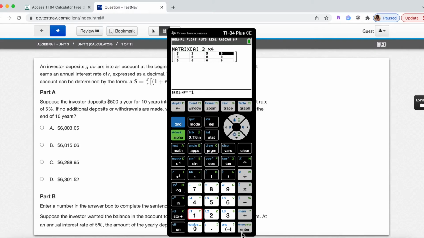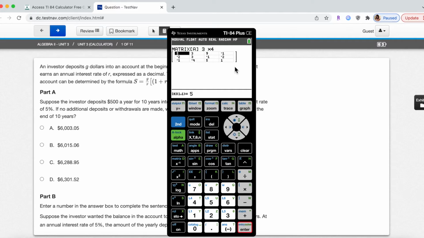Negative 2, 3, negative 1, negative 2. Negative 1, negative 4, 5, and 1. Always double check to see if you entered them correctly.